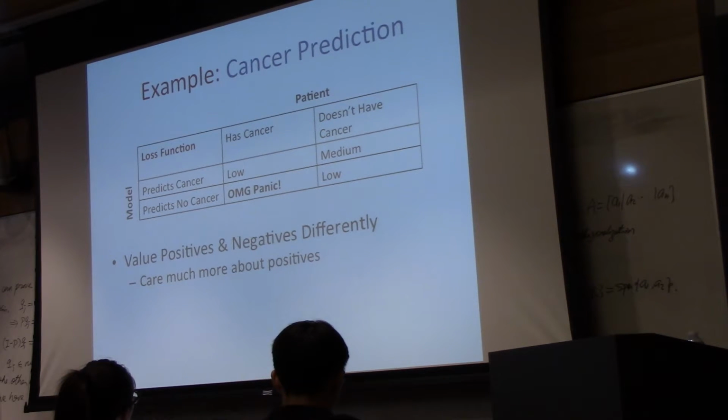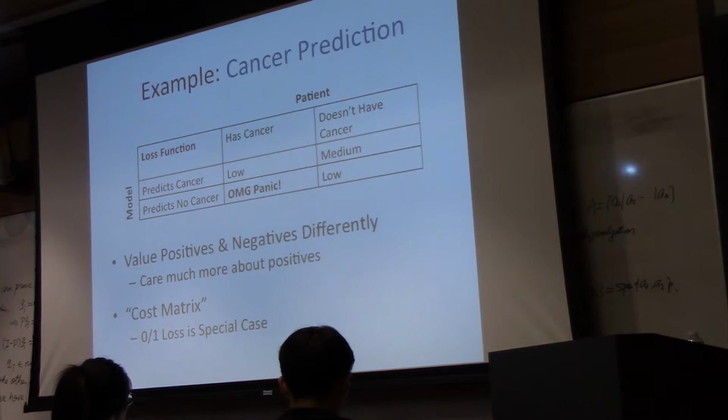And in particular, let's say most people don't have cancer, but some people do. For the people who do have cancer, we really want to make sure that our model is correct. So that's a very common scenario in practice. In those cases, we care much more about predicting the positives correctly than we do about the negatives. So this is known as a cost matrix, and 0-1 loss is a special case where the cost matrix is symmetric.